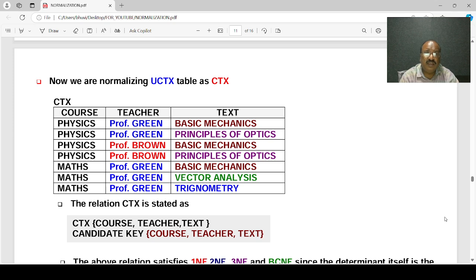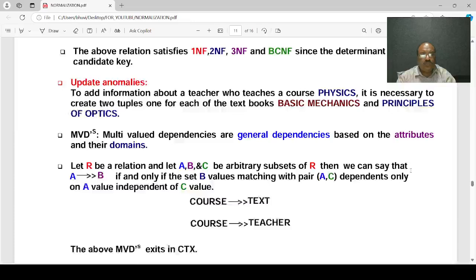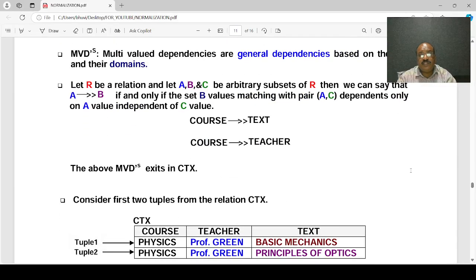These are all the general thinking. So multi-value dependencies are the general dependencies. If we have an MCA course, then the college will recruit teachers and buy textbooks. If we don't have any course, then they don't recruit teachers and don't buy textbooks. So in that context, we can say that the course multi-determines teacher and course multi-determines text. Course multi-determines teacher is one multi-value dependency. Course multi-determines text is another multi-value dependency.